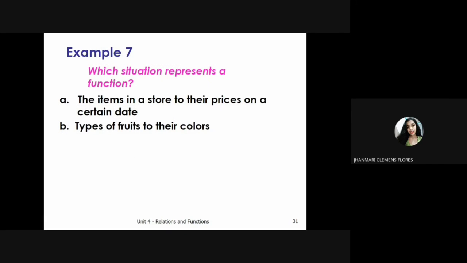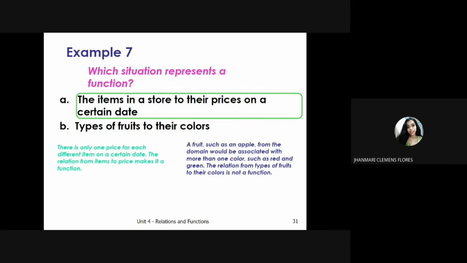So example 7. Which situation represents a function? Tell me. A states the items in the store to their prices on a certain date. Is that a function? Or types of fruit to their colors? Okay, I'm going to give you 3 seconds to guess. 3, 2, 1.